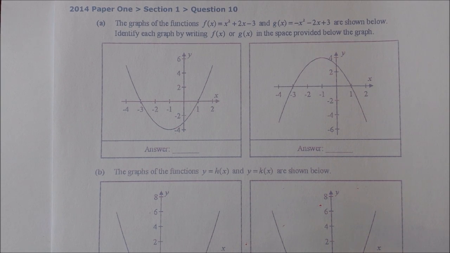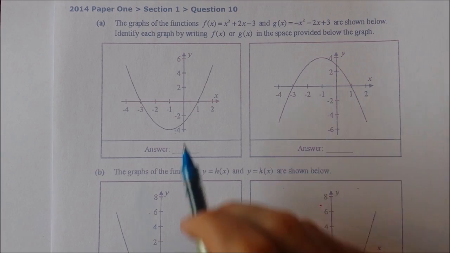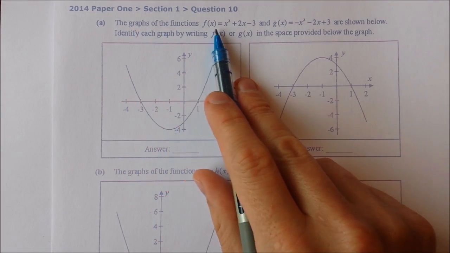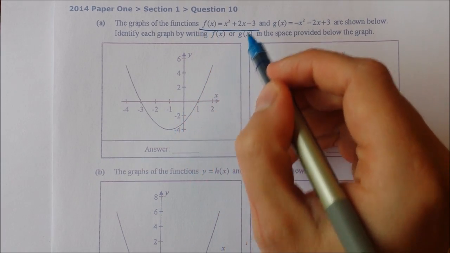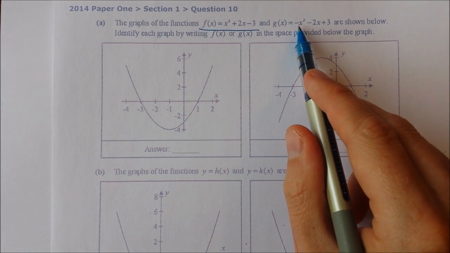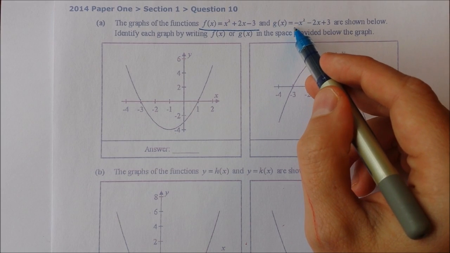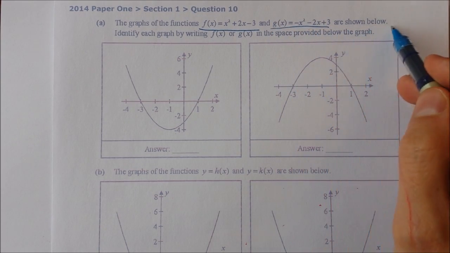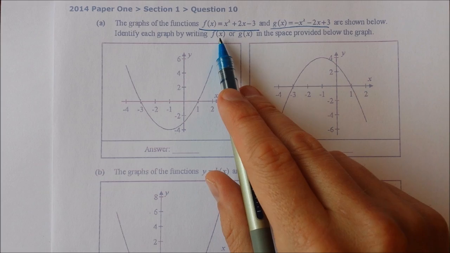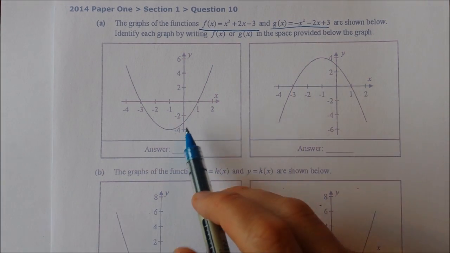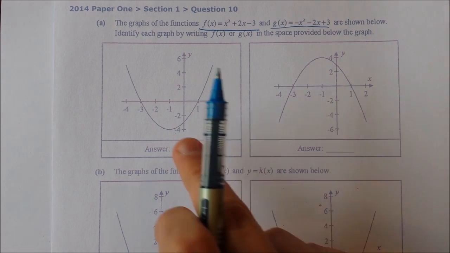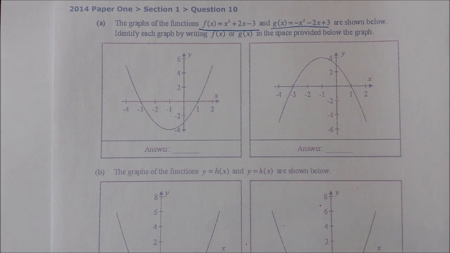Okay, and the last question that I'm going to take a look at today is from the 2014 paper. It's question 10. The graphs of the functions f(x) equal to x squared plus 2x minus 3 and g(x) equal to minus x squared minus 2x plus 3 are shown below. Identify each graph by writing f(x) or g(x) in the space provided. So that's this one and this one. One of these is f(x), one of these is g(x). So how do we know?